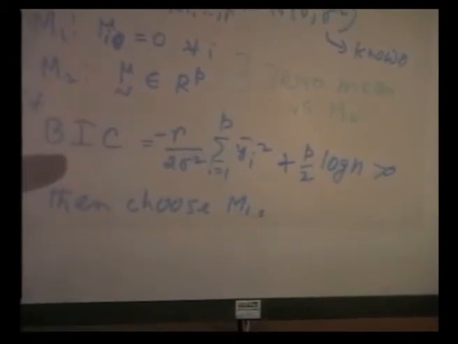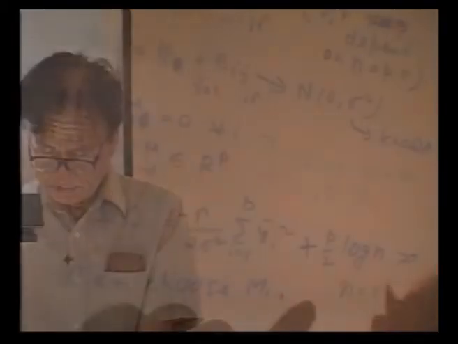Then the BIC looks like this. R is the number of replicates from each population, and N is R times P. So you see that N has now got entangled with the dimension of the parameter, and I will not show you the inconsistency argument. It's very easy. The object was merely to show that BIC doesn't do well.